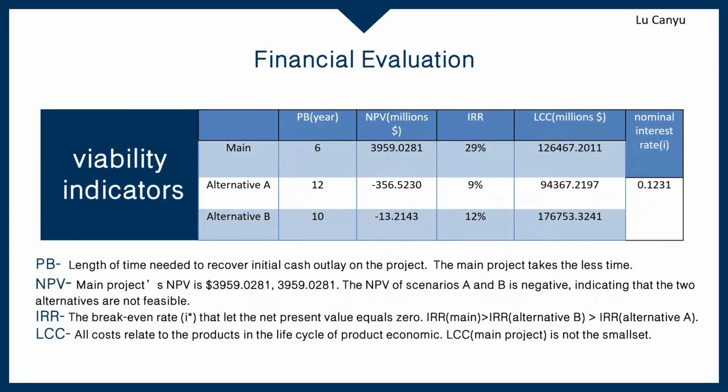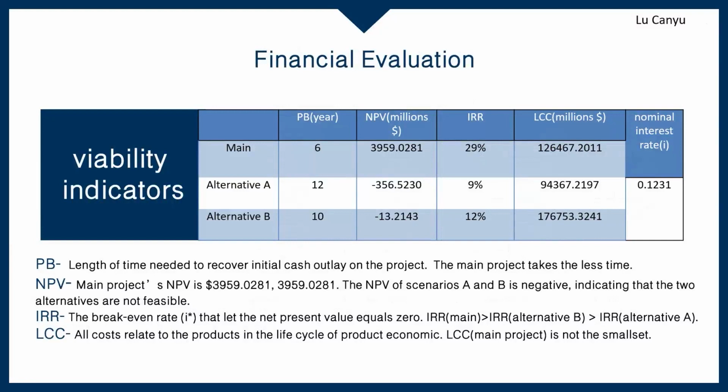NPV is the algebraic sum of the present value of net cash flow for each year. Through the calculation, we got the NPV of the main project, alternative A and alternative B, which is about $6,959 million, minus $356.5 million and minus $13.2 million. The values of alternative A and B's NPV are negative. That means the two alternatives are not feasible according to NPV.